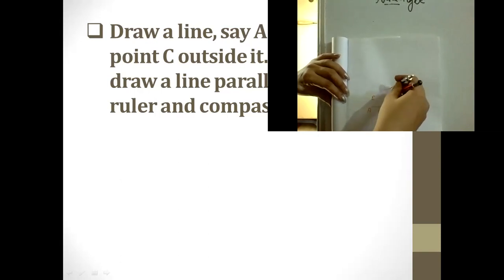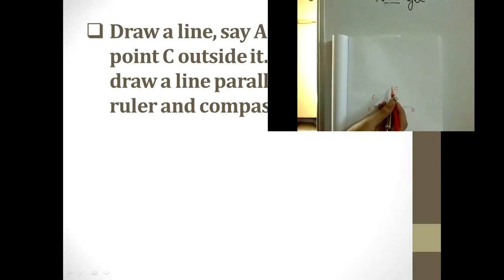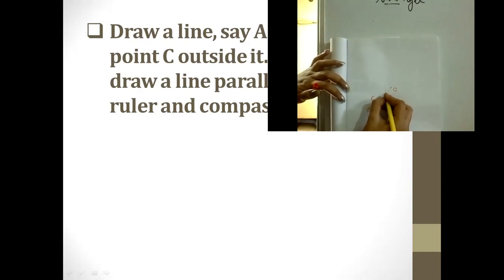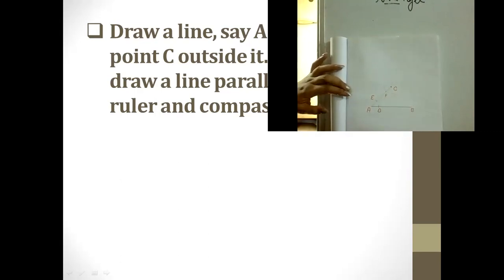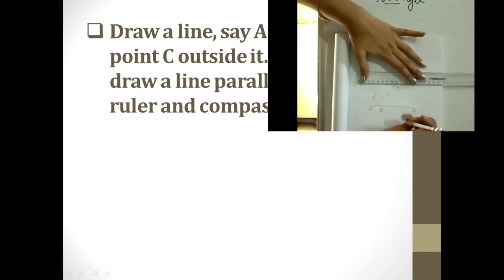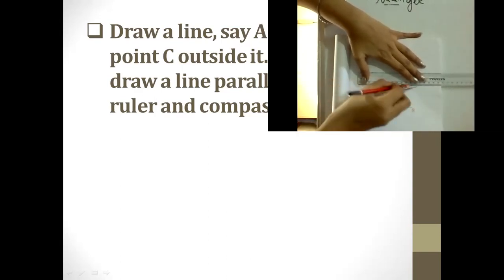And while keeping it on this point, let us name it F. Then we would be keeping our compass here and cut this arc. And this is the final thing we have to do, joining this line where we have formed an arc. This is what we received.